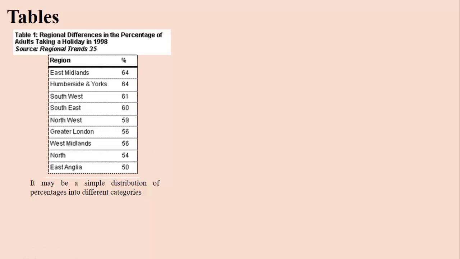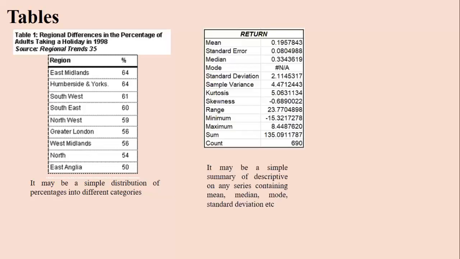This is a very simple and very good representation of data. Rather than showing you the complete series of numbers, we can summarize that series in a simpler form of a table. It may be a simple summary of descriptive analysis, containing mean, median, mode, standard deviation, skewness, kurtosis, maximum, minimum, and so many more things. The table we make depends upon our need and the nature of data.